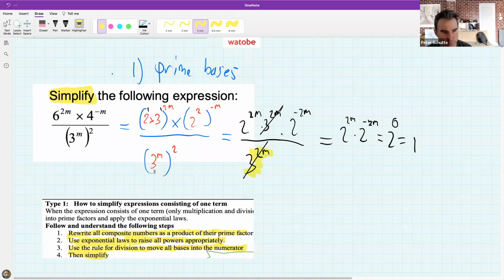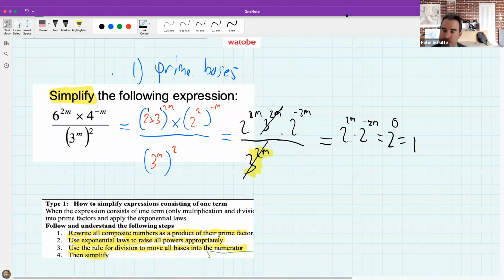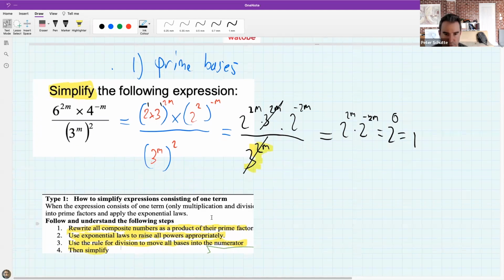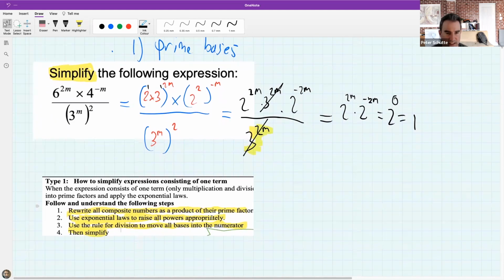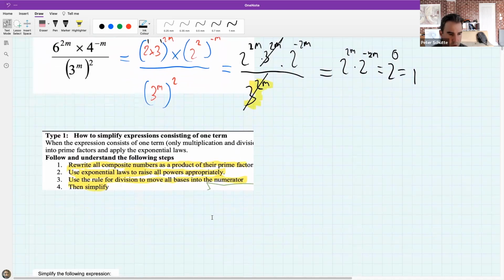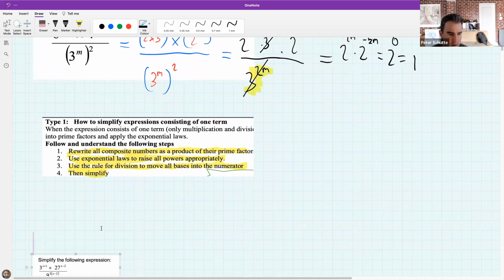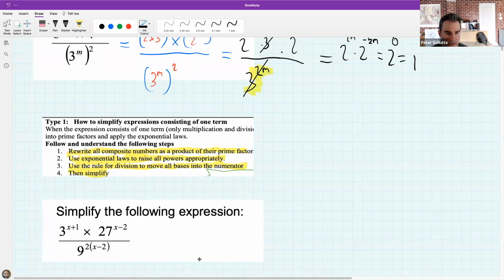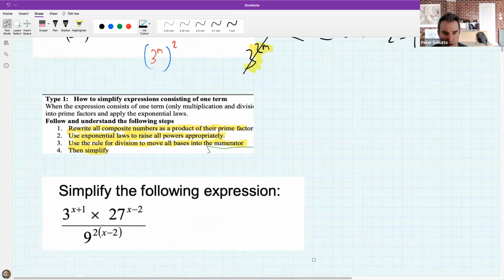So for this type of question where you just have multiplication and division, this is the process we're always going to follow. Right, so you did quite nicely there. I think we're going to do another one just to confirm. And if that goes well, then we will probably move on. So I want you to simplify the following expression over there.